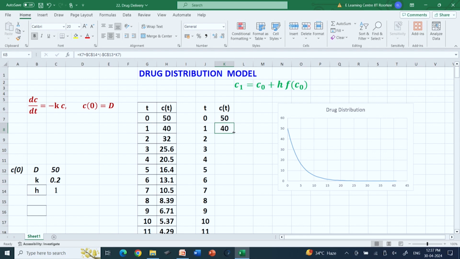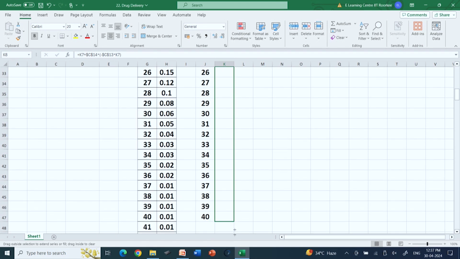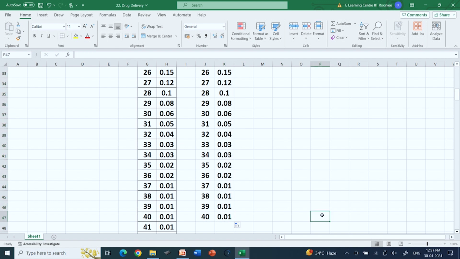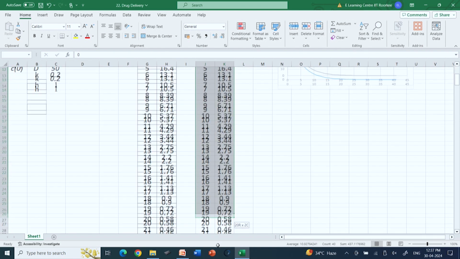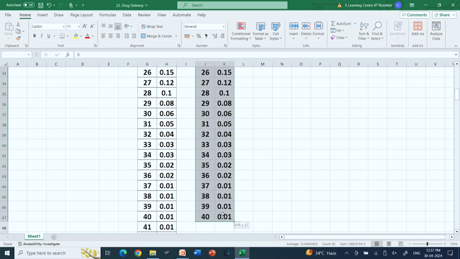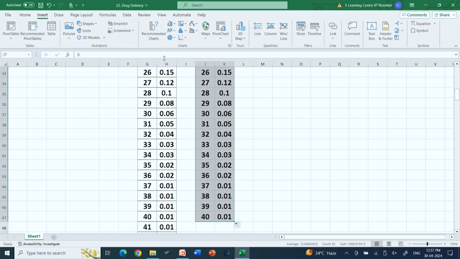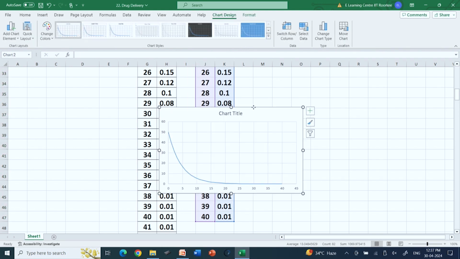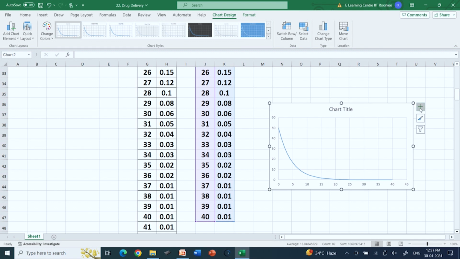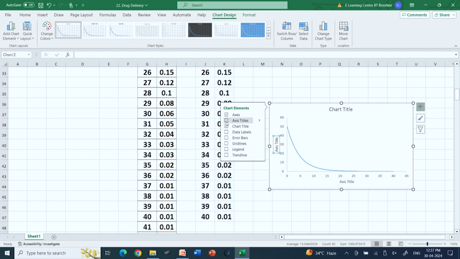So, this I drag till the next 40 values and I get the values. Now, I want to plot it. So, I highlight this. I go to insert, I go to this scattered diagram and I choose this. So, if I click this plus sign, I see I do not want the grid lines, I want the axis, I want axis title, and if you want you can have the legend.